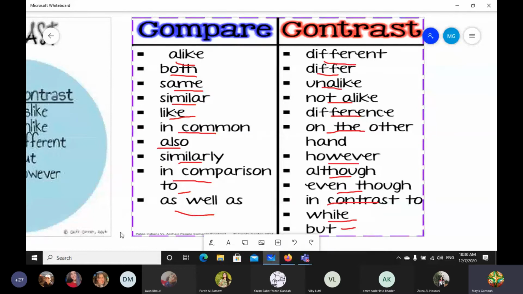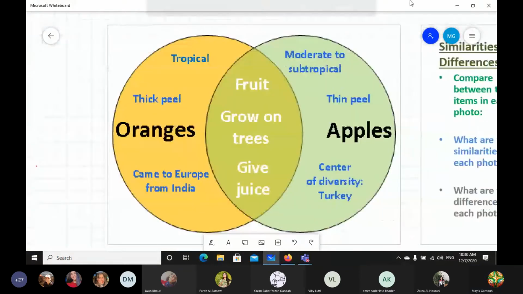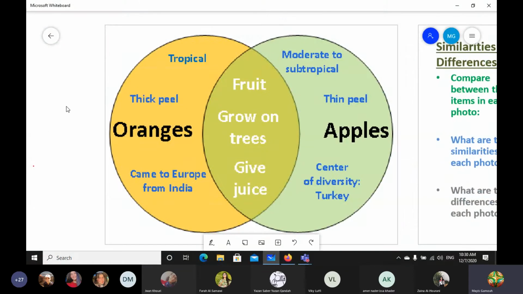Let's go now and have an example in order to clarify what we were talking about. Here, our example is regarding kinds of fruit, which are oranges and apples. So here we have oranges and apples, and we want to know the similarities and the differences between these two kinds of fruit. So here from our photo, we can notice, and please pay attention to my explanation because I am going to use a couple of the expressions that we talked about.